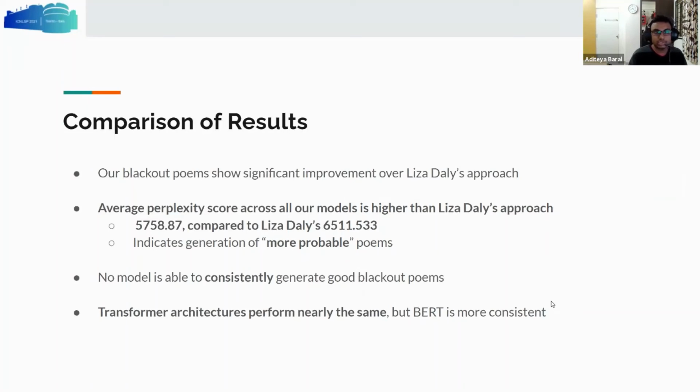Our blackout poems, which were done using sequence labeling, had a significant improvement over Lisa Daly's approach. The average perplexity was found to be lower, and this indicates that we had generated more probable poems compared to Lisa Daly's. Although there's one drawback, that neither of the two models was able to consistently generate good blackout poetry. There were quite a few examples in which the results weren't really coherent and were really poor in a few cases. Although when you compare BERT and RoBERTa, BERT was found to be way more consistent in this particular task.